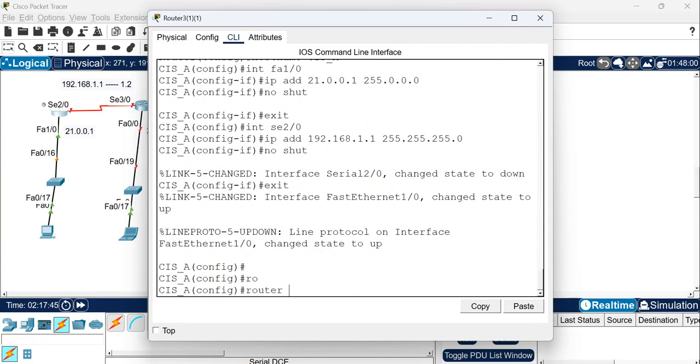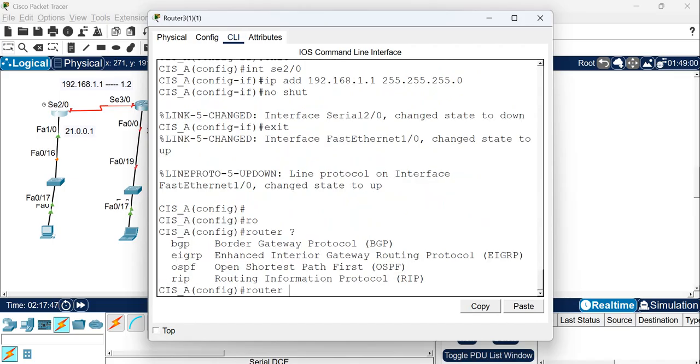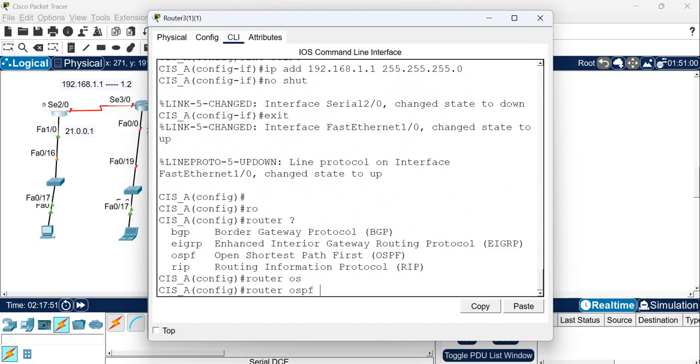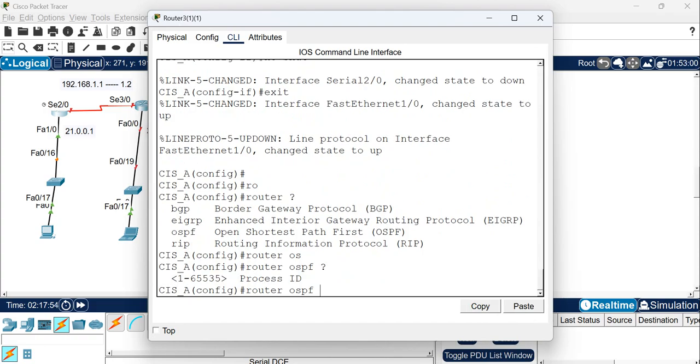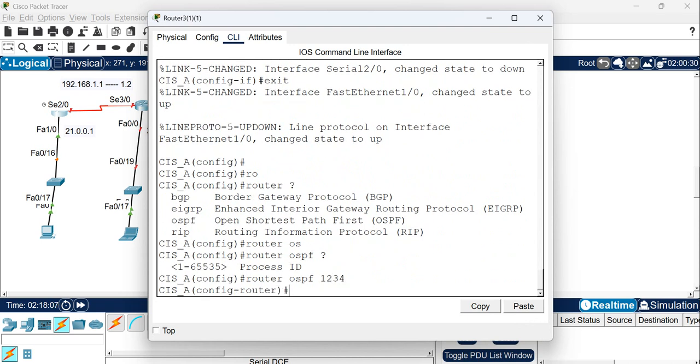Let me configure the router OSPF. The command is router, question mark. It will tell you which routing protocol you are going to configure. So I'm going to go with OSPF. After that, let me put a question mark. In EIGRP we have the autonomous system number, which should be the same. In OSPF, the process ID can be the same or different. So I'm going to use any number. Clear?